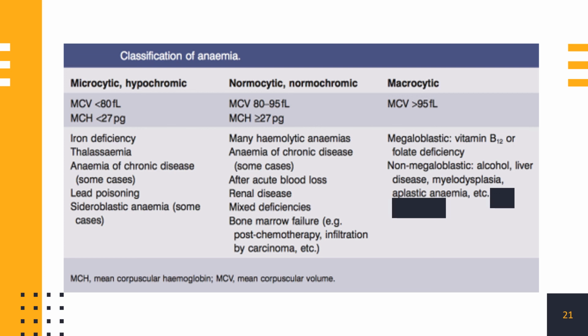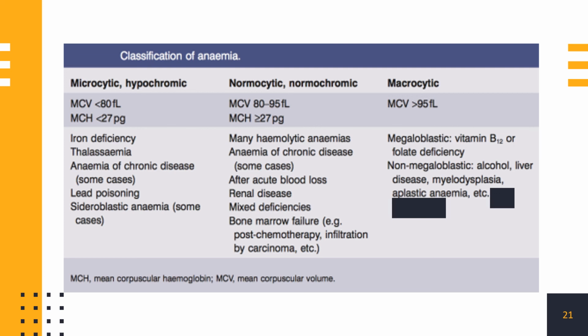Examples of microcytic hypochromic anemia would include conditions such as iron deficiency, thalassemia, anemia of chronic disease in some cases, lead poisoning, and sideroblastic anemia in some cases.